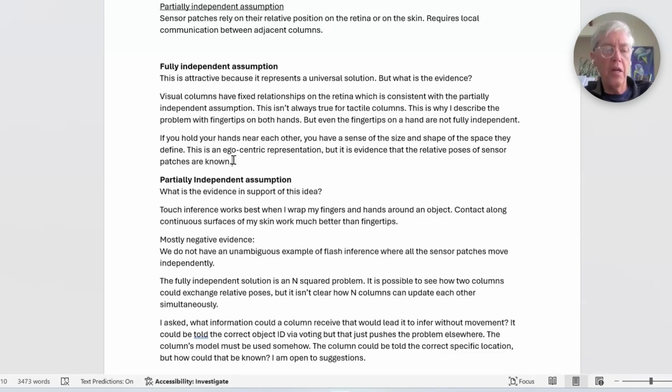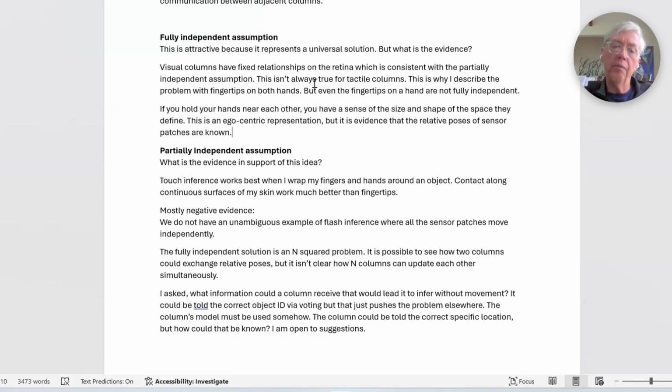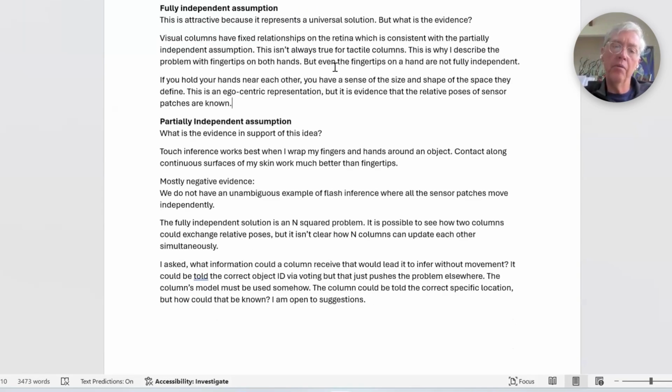But I do notice that if I grab a mug with my hands and my skin wraps around the mug, it's very easy, right? My fingers will wrap around and the palm will be there. And in this case, I might be using the local connections between the columns. So I don't think I could have an unassailable example that shows we actually do a fully independent solution, even though that's what I wanted to do. That's what I started out assuming.